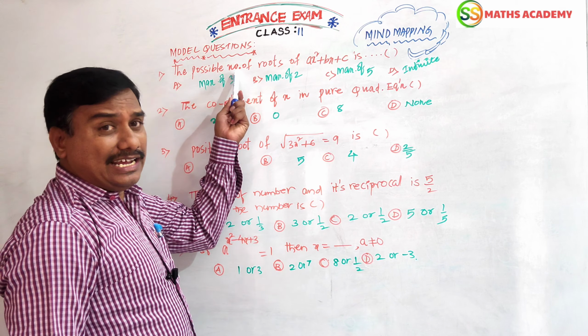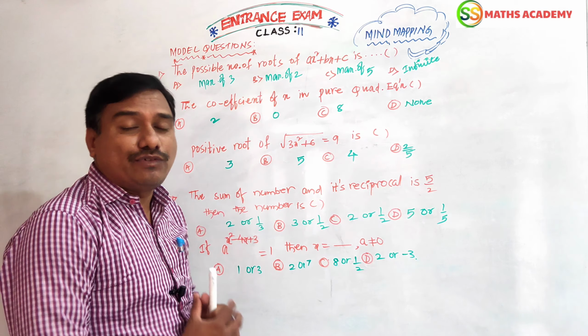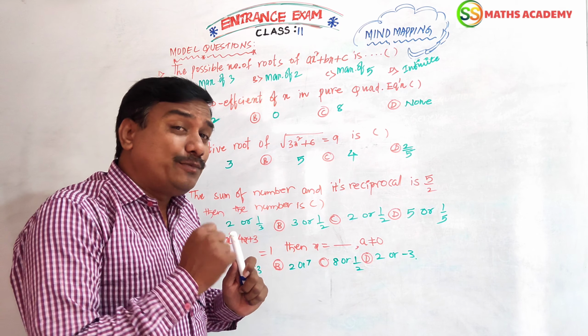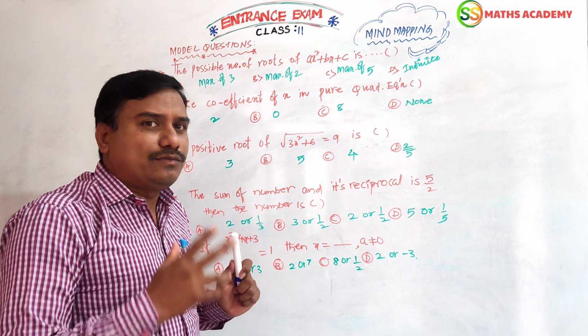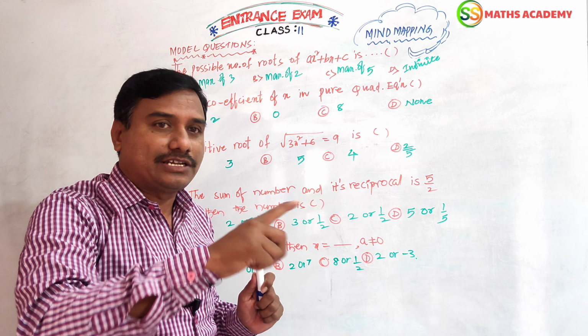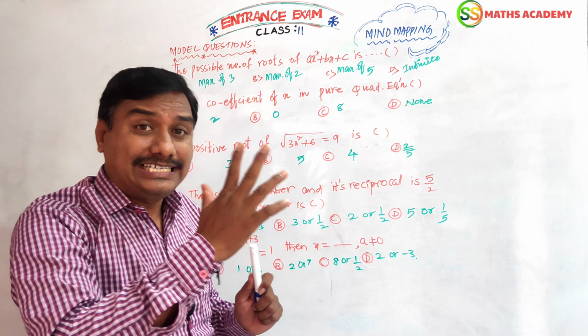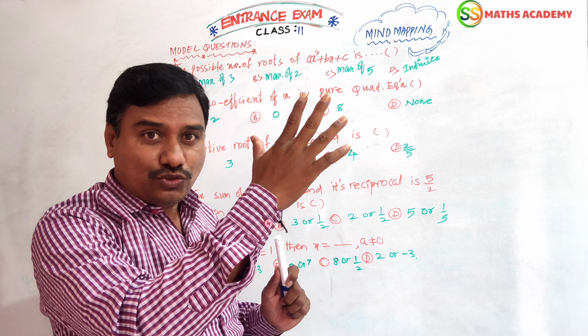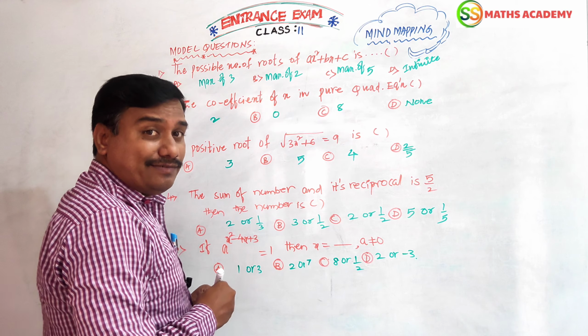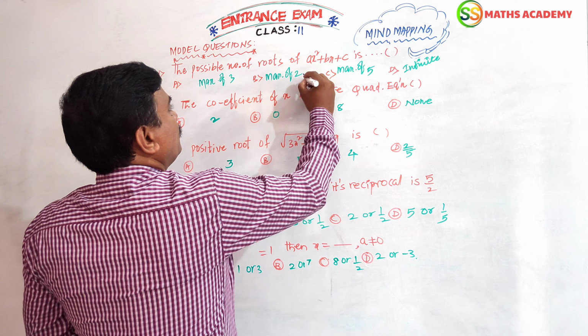The possible number of roots of ax square plus bx plus c, the possible number of roots of a quadratic equation. In a quadratic equation, there will be 2 roots. So at most, the roots will be 2 only. So your answer will be 2 only.